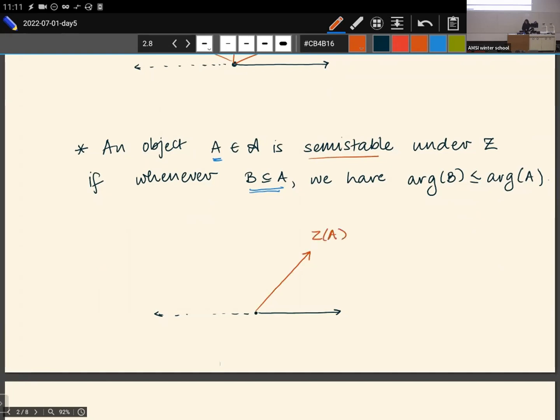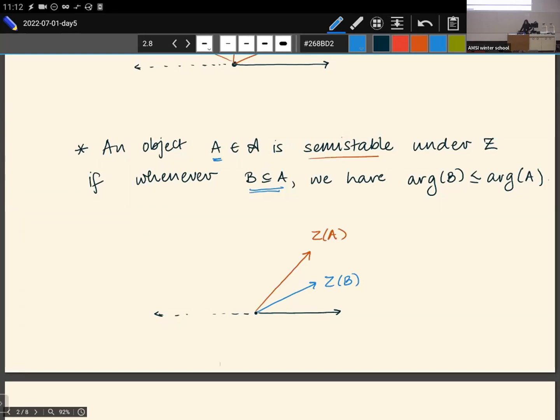So if I have some A here, which goes to, let's say, this vector in the upper half plane, I look at all of its sub-objects. Now, A is an object in the abelian category curly A, and so sub-objects make sense. There may be many of them, maybe infinitely many of them, but fine, I have to check this condition. And I have to see where does it live under this function Z, okay? And the condition is that all of the sub-objects have to live below the original object. This may or may not be true for a given object.